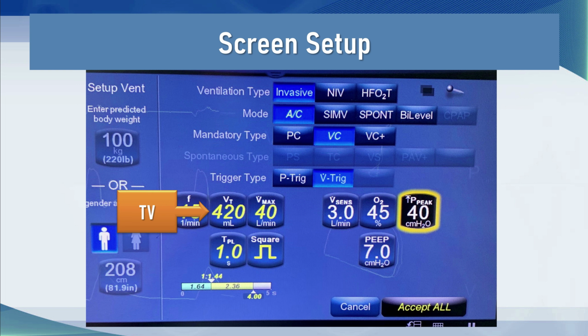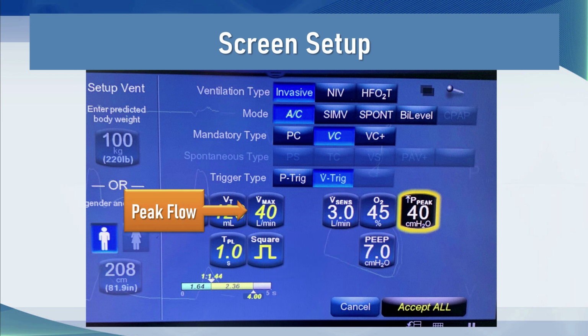To this we add in the inspired oxygen tension. In this case, this patient is modestly hypoxemic, so they're on 45% oxygen or an FiO2 of 0.45. Allied with this is a PEEP of 7, which is an entirely appropriate PEEP, and we'll talk about this later in the course, for that level of oxygen therapy.